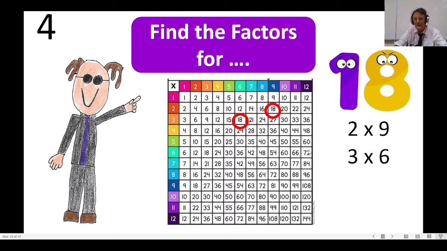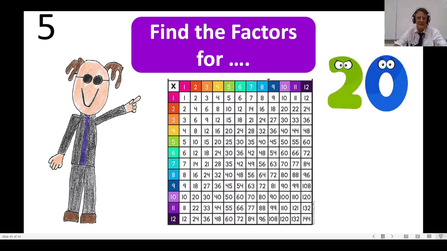So the factors of 18 are what? 2, 3, 6, and 9. Always start at the lowest. 2, 3, 6, and 9. Why, teacher? Why always the lowest? I will explain that in a later lesson.